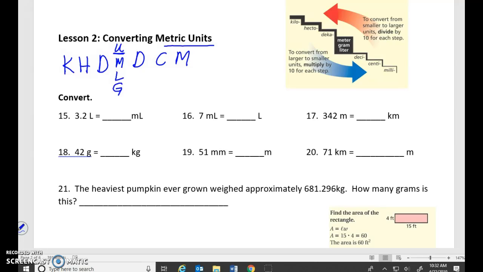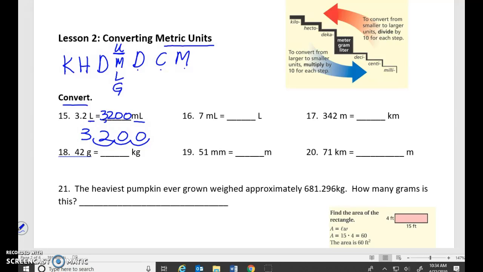Okay? All right, so I'm going to convert, which means I'm going to take my 3.2 and write it below. And notice I'm going from liters to milliliters. So liters are one of the usuals, and I'm going to go all the way over to milliliter. So that's going to be 1, 2, 3 jumps to the right. I'll have to add a couple zeros. And I write down my number, 3200, which is 3,200 milliliters. You try number 16 and then we'll check it.